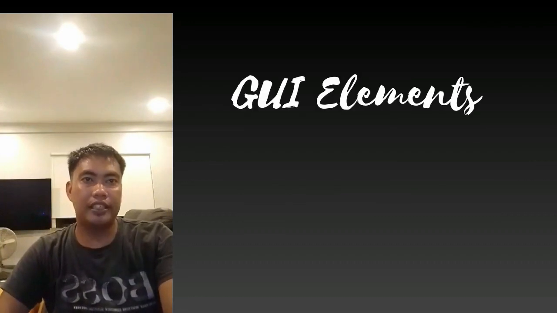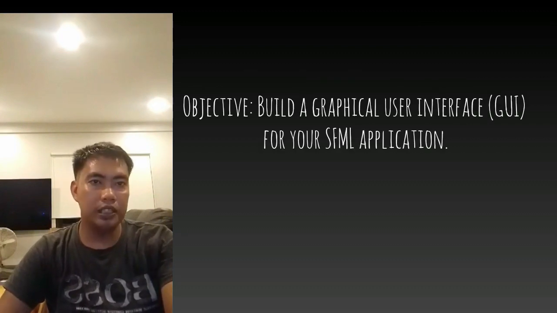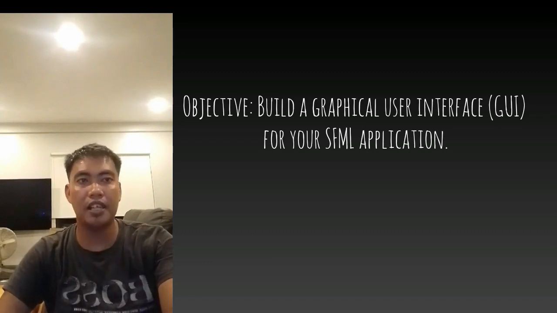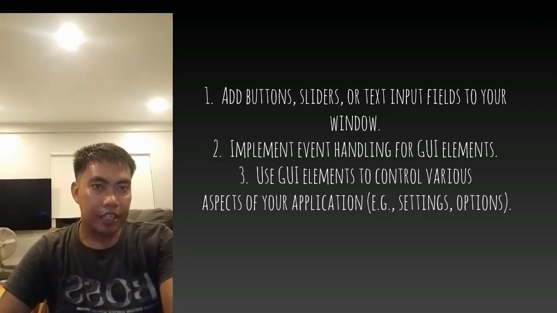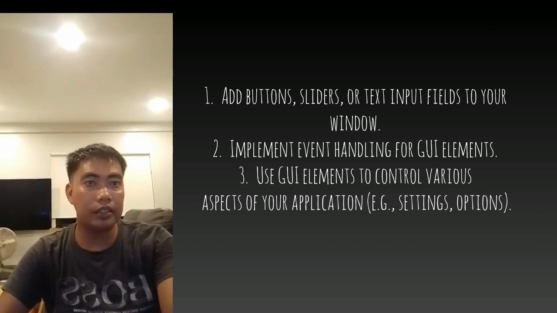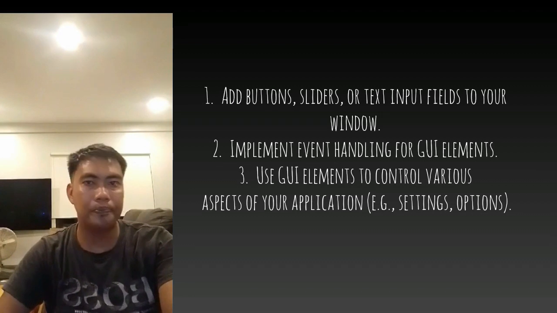Exercise number 7: GUI elements. Objective: build a graphical user interface, or GUI, for your SFML application. Number 1: add buttons, sliders, or text input fields to your window. Number 2: implement event handling for GUI elements. And number 3: use GUI elements to control various aspects of your application, for example settings options.